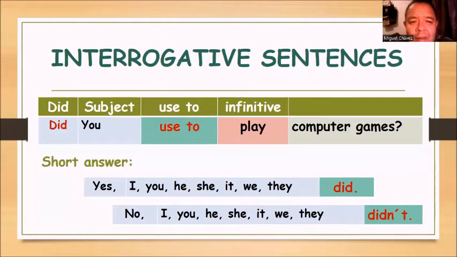Finally, remember that the interrogative sentences have two possible short answers, affirmative or negative. Did you used to play computer games? Yes, I did. Yes, you did. Yes, he did. Yes, she did. Yes, we did. Yes, they did. No, I didn't. No, you didn't. No, he didn't. No, she didn't. No, we didn't. No, they didn't. Okay. As you see, this structure is very easy because we use the same structure for any subject, for any person. It doesn't change.